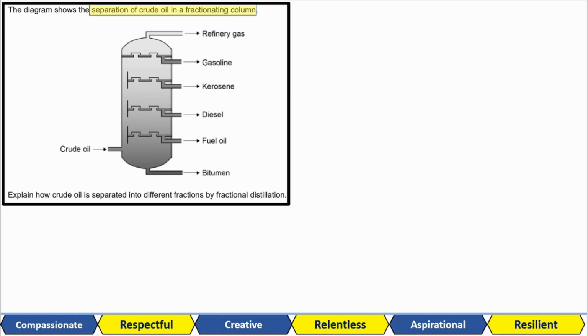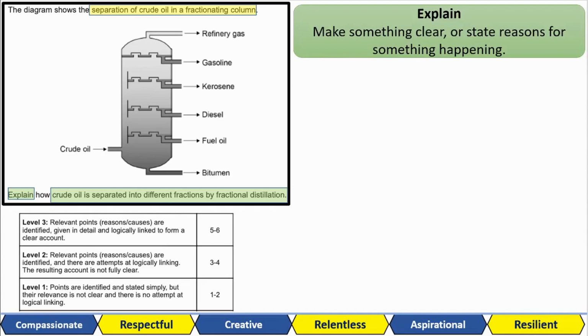The first sentence is setting up the scene for you by letting you know this is about the process that separates crude oil. The command word starts here. Explain how crude oil is separated into different fractions by fractional distillation. When you are asked to explain, you have to make something clear or state reasons for something happening. The marks are segmented like this.